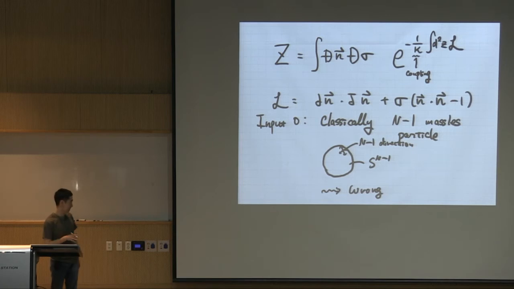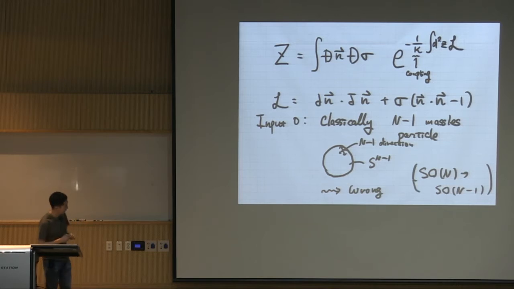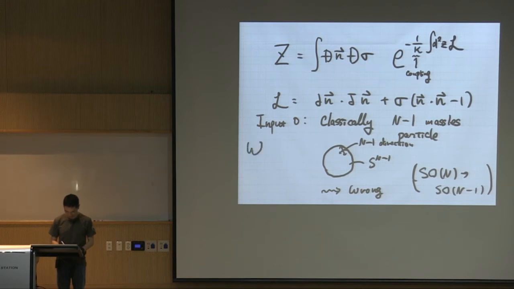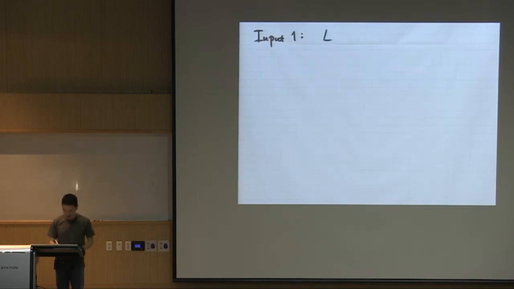The reason this Lagrangian is related to Goldstone bosons is that you can think of it as an effective Lagrangian which describes the symmetry breaking pattern SO(N) to SO(N-1). In that context, the massless particles that I was talking about are precisely the Goldstone bosons. But we know that such things don't exist in 1 plus 1 dimensions, so this should be wrong. Let's see why it's wrong using large N analysis. So input 0 was not an input, it was actually wrong, so I should write wrong in bigger letters. Input 1 is the large N analysis.